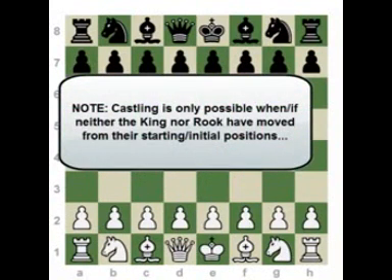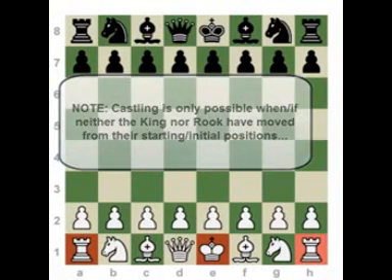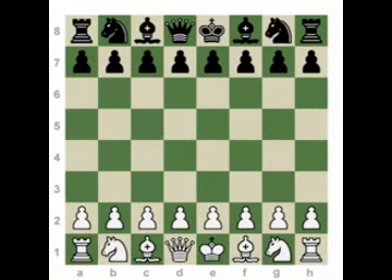Castling is only possible when you have not moved the king or the rook from their starting positions. Remember that. Okay, that's it.